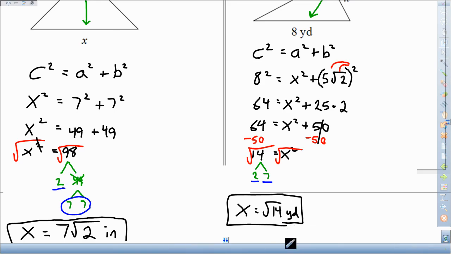So there are some good reminders on how to use the Pythagorean theorem and how to simplify radicals, stuff you've probably done, but it's been a while. Hopefully you guys are feeling good on that.